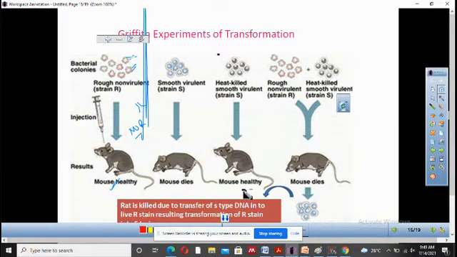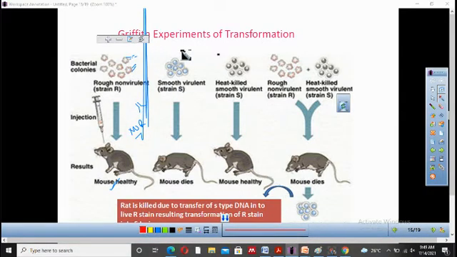And when we take the smooth one, the smooth one is unable to bind with the antibodies, so this bacterial strain remains there. It grows and it kills the mouse. In another experiment, the smooth bacteria that is heat killed is degenerated. So no bacterial colony grows inside the mouse, and the mouse will be healthy.